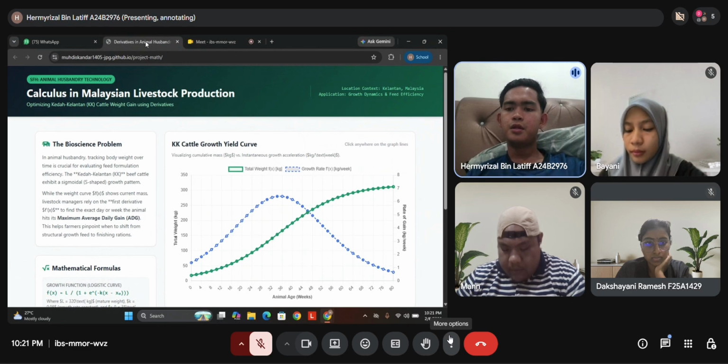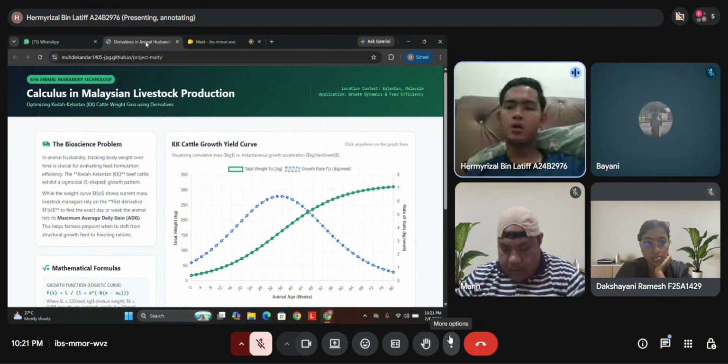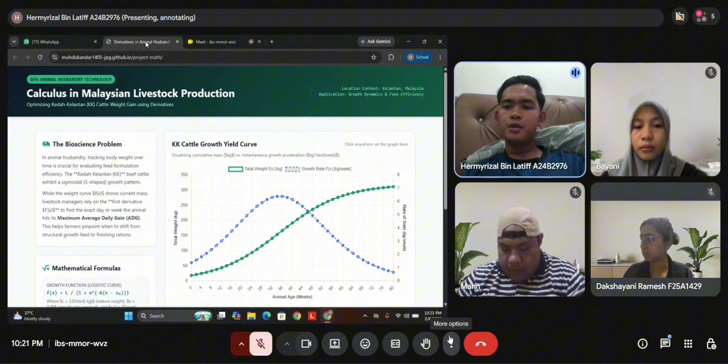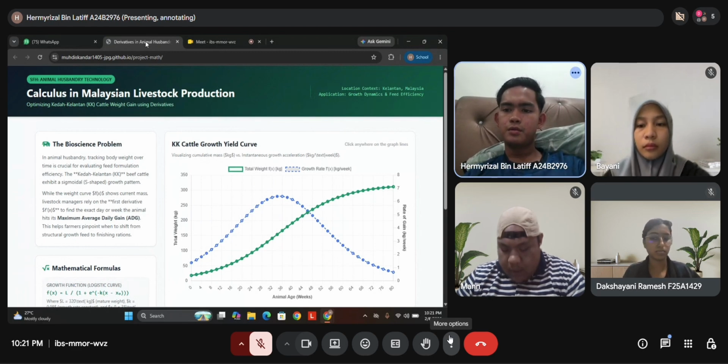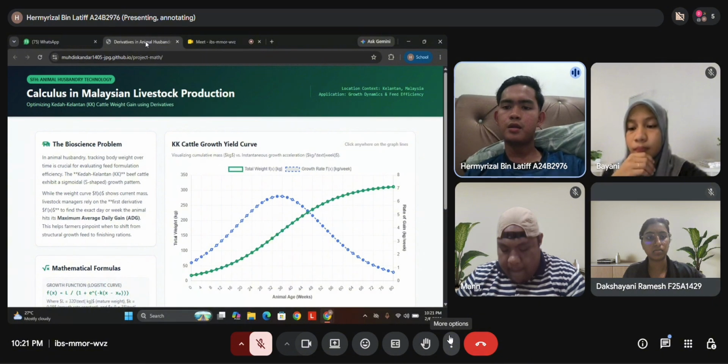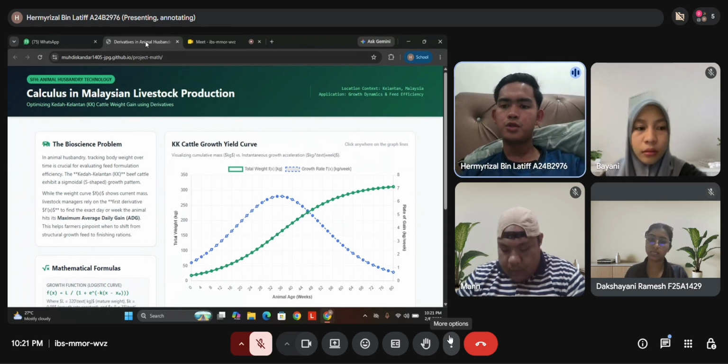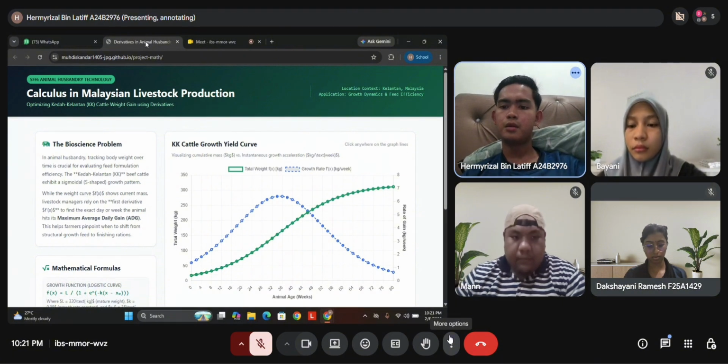Section 1. Introduction and the Bioscience Problem. Visual: show a title slide with a green background. SFS Animal Husbandry Technology. Calculus in Malaysian Livestock Production. Optimizing Kedah Kelantan (KK) cattle weight gain using derivatives. Show pictures or photos of a local Malaysian cattle farm in Kelantan.